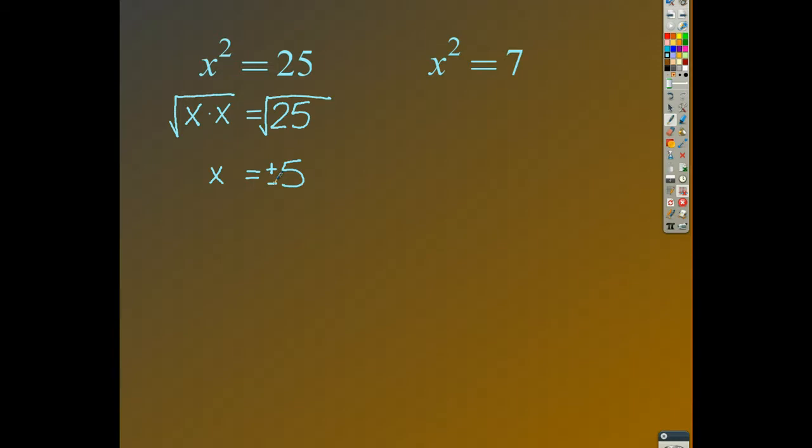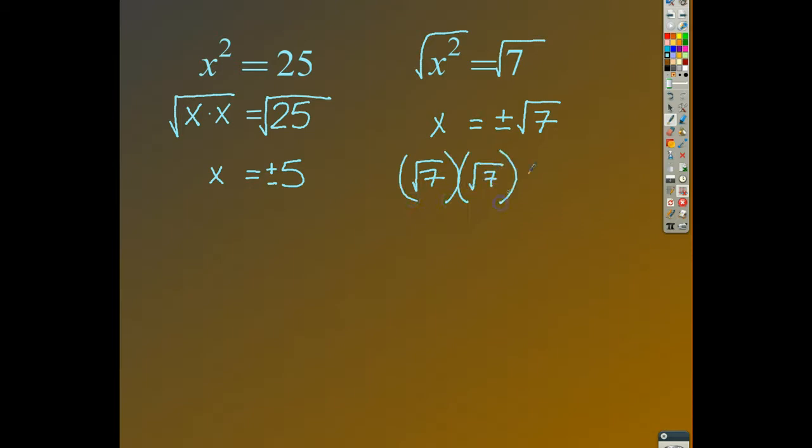Then we also did another one where we said something like x squared is equal to 7. So we could take the square root of both sides here, and we could say that x is equal to plus or minus the square root of 7. Really what we're saying is that if I took the square root of 7 and multiplied it again by the square root of 7, I would get 7. And that's really what that's saying.